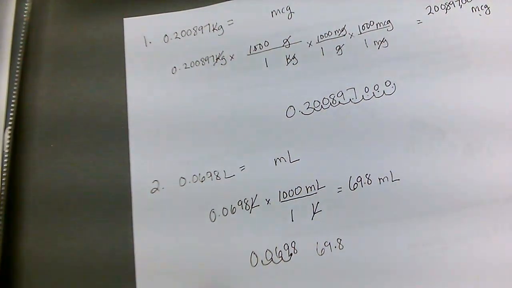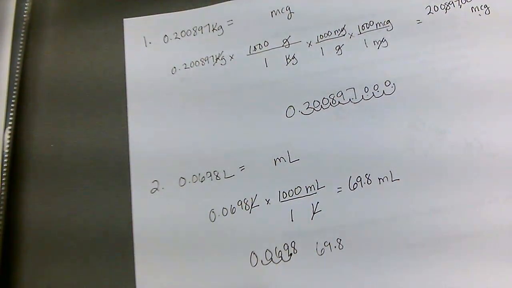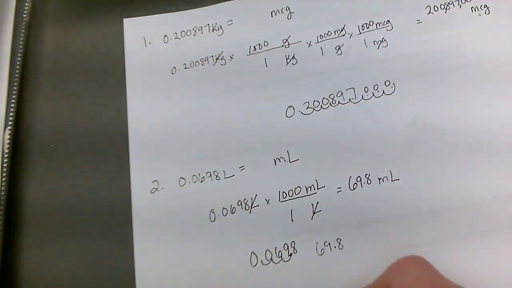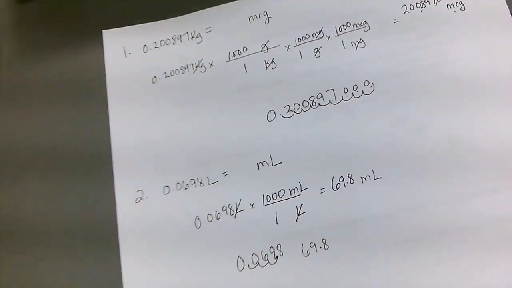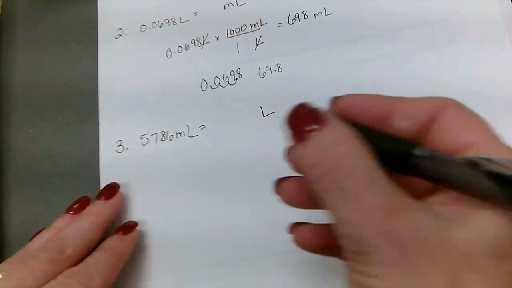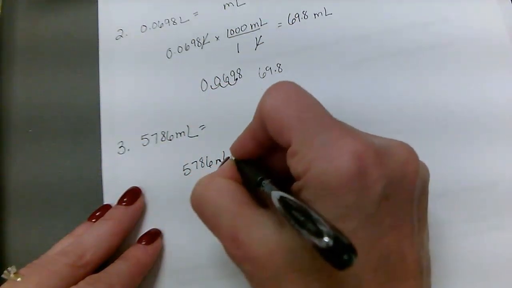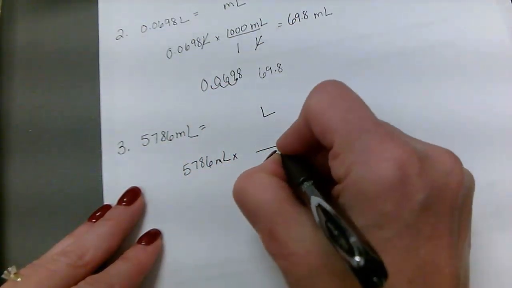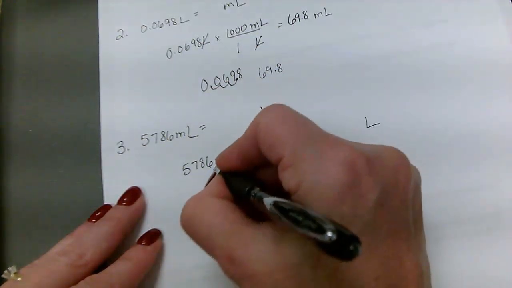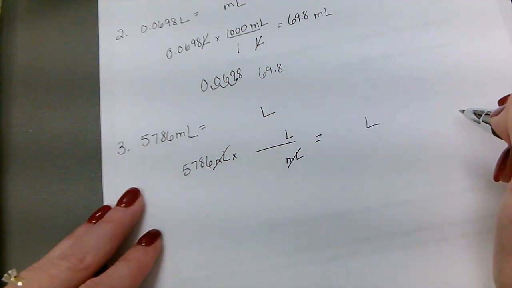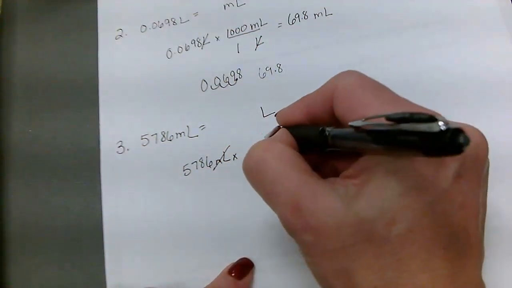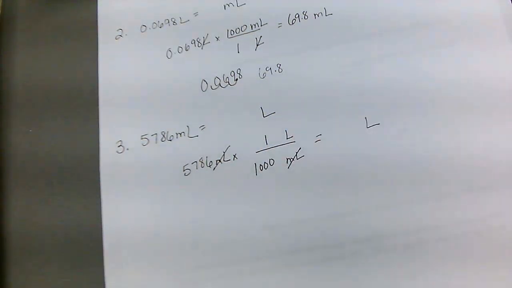So let's do number 3 here, and we are going to do 5,786 milliliters, and we want to go to liters. Okay? Oops, you guys can't see that. Let me make sure you can see it. So we are going to start with what we know, 5,786 milliliters, and we want to get to liters. So we put milliliters on the bottom so we can cross them off. We're going to put liters on the top. And how many milliliters are in a liter? There's 1 liter and 1,000 milliliters.